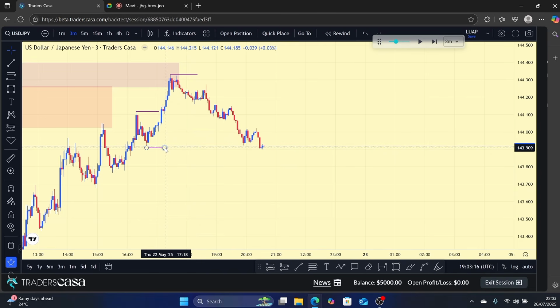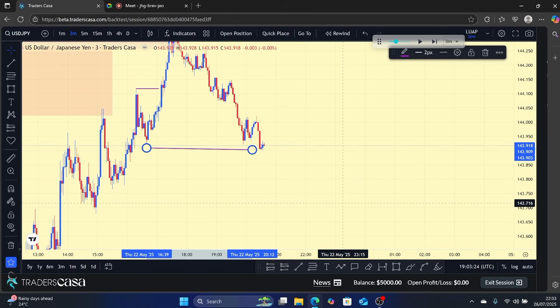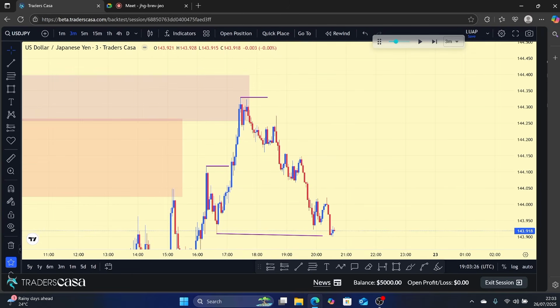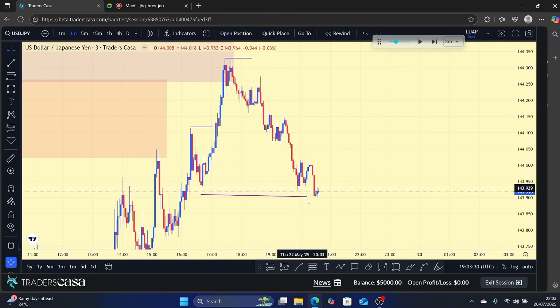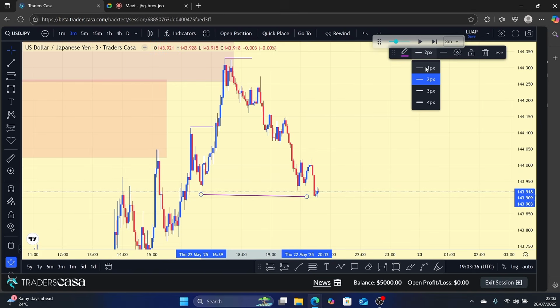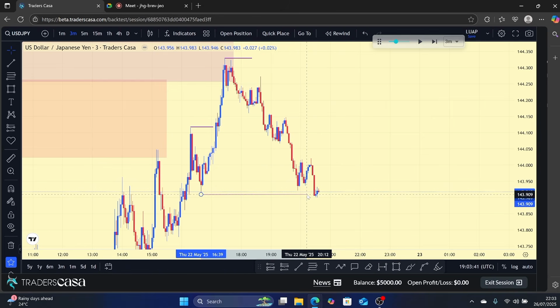So you can see that, all right, let me zoom, and also let me make this line 1px instead of 2px. Yeah, so you can clearly see that this low didn't break past this line, and this here is the break. So this means that this here is our minor inducement. So exactly right here, that's our minor inducement.